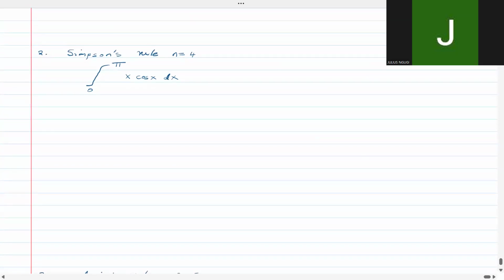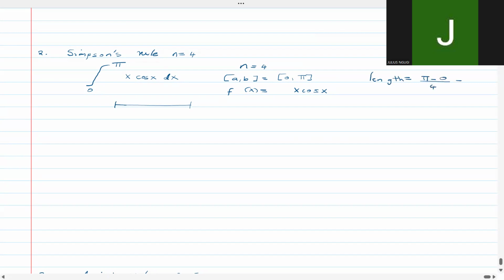For Simpson's rule, we remember again that n equals 4. We have the bounded interval 0 to pi, and the function, or the integrand, f of x is x cosine of x. So again, let's find the length first. The length is (b minus a) divided by 4, that's (pi minus 0) divided by 4, which is pi/4.